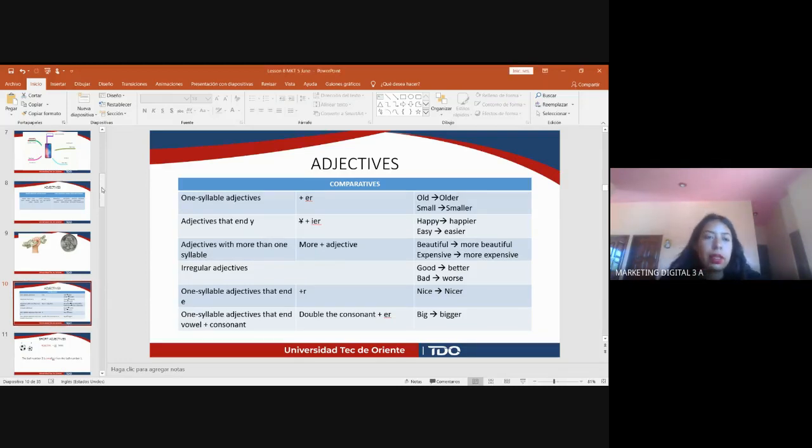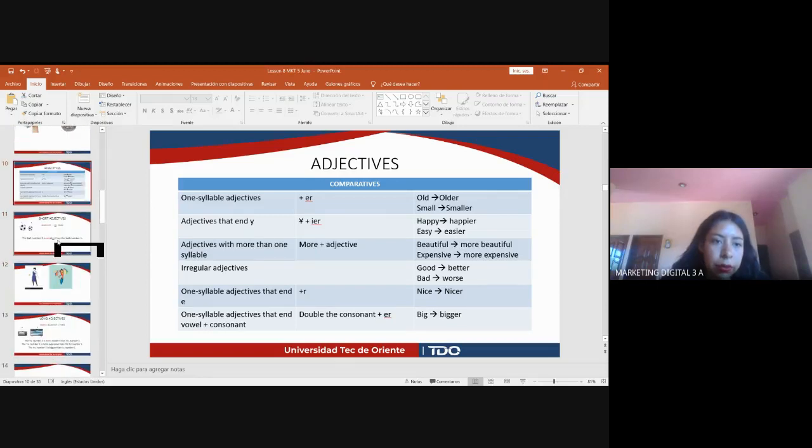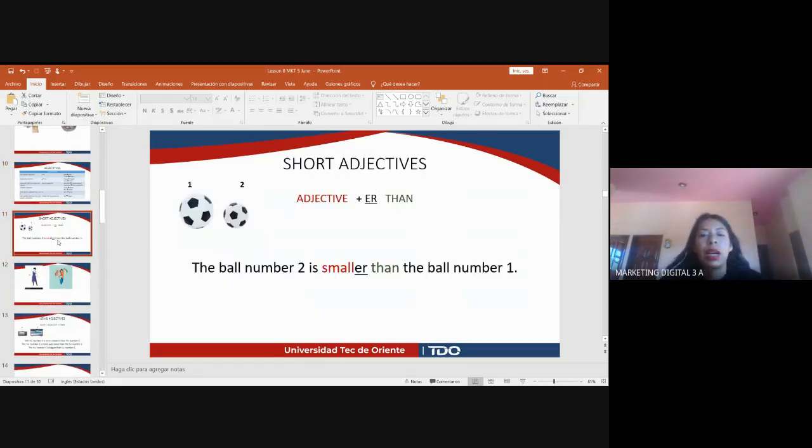And then we have, let's check the example. So we have short adjectives. And when we have a short adjective, you're going to write the adjective plus ER plus than in order to make comparisons. So what is a comparison?